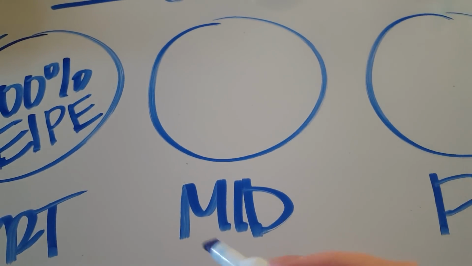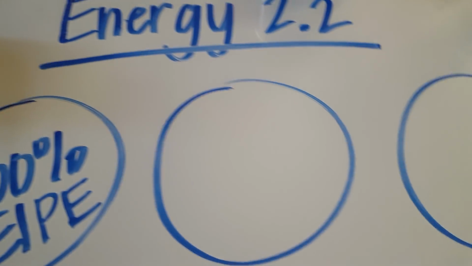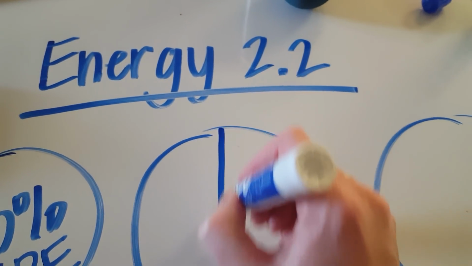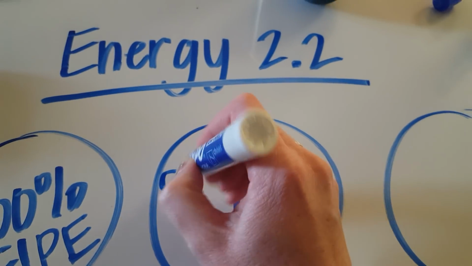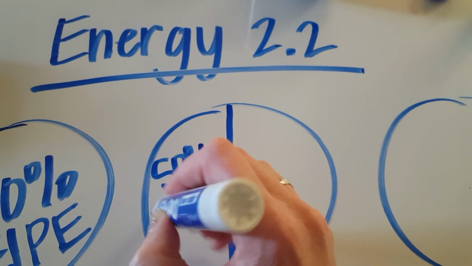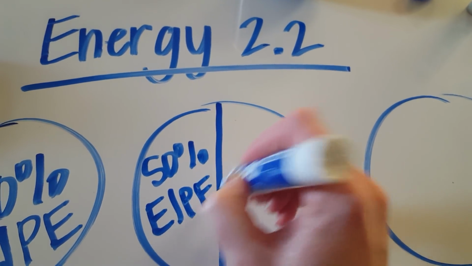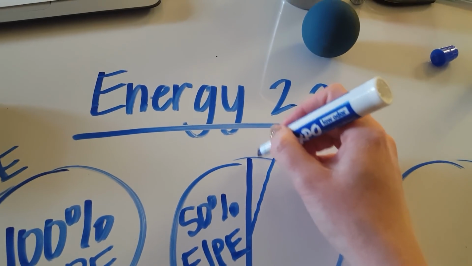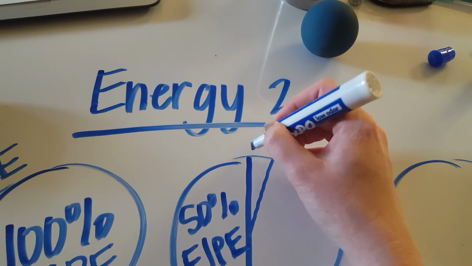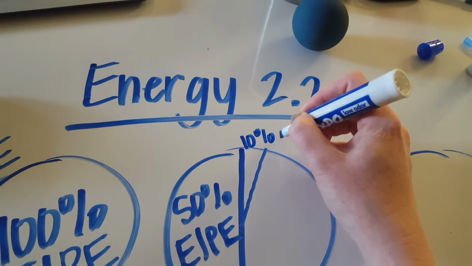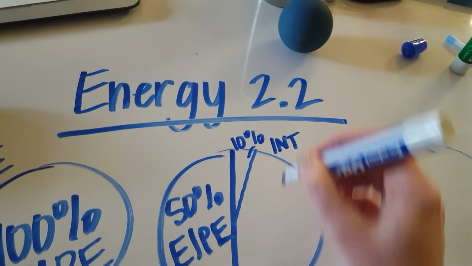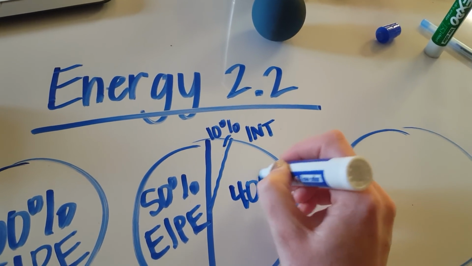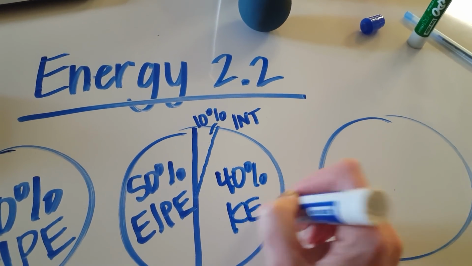Now, as the car goes midway, the car is obviously moving. There is still some elastic potential energy because it's wound up. So let's say midway it has half, or 50%, of the elastic potential energy. And then I am going to include a sliver, and I'm going to make it pretty small here, of internal energy. Let's say that's 10% of internal energy. And then the remaining 40% is going to be my kinetic energy because it's in motion.